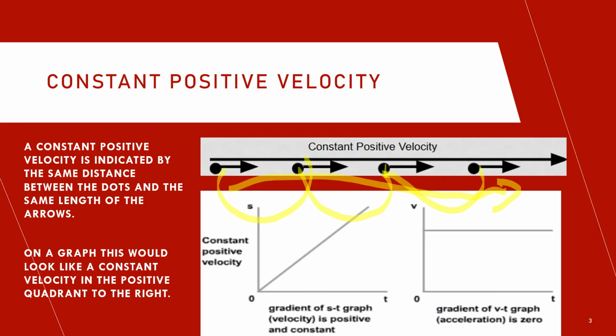On a graph, 2 things we need to notice. One of them is the fact that these are up in the positive quadrant, and the fact that there is no acceleration, which means as the time passes, the velocity on a velocity time graph remains the same. On a position time graph, we see that as the time passes, the position is changing, and on a velocity time graph, the velocity is remaining the same. So constant positive velocity have the same magnitude in the positive direction, positive quadrant of the graph.